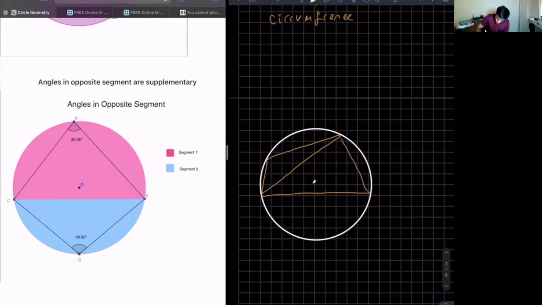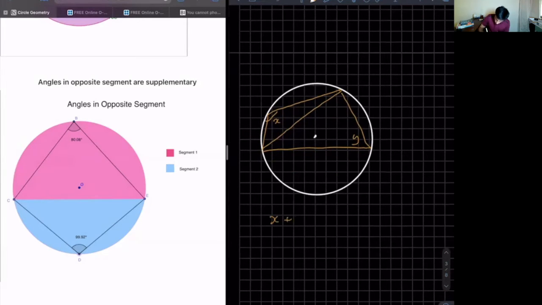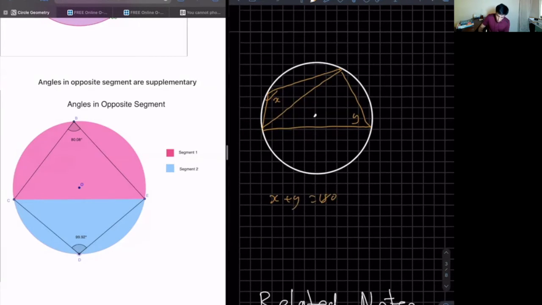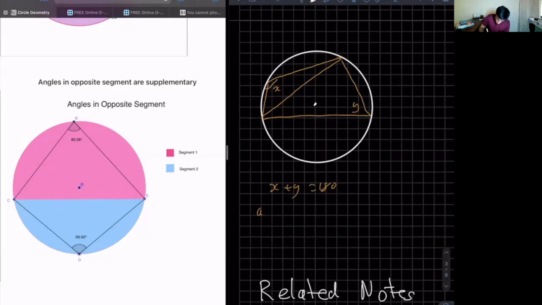If we have x, y, one way to write this is x plus y equals 180, or in words, angles in opposite segments are complementary.